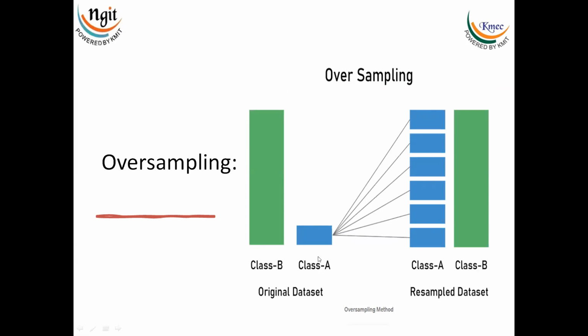Take an example here. You have a class B which has a good amount of data available, and for class A you have less data. So what you have to do here is perform oversampling of the data. You create replicas of the same data multiple times, so it becomes equal to class B. Suppose class B had 800 images and class A has only 200 images. You replicate the class A images four times, then it becomes equal. So this is called oversampling. This is one way of coming out of the problem of unbalanced data.